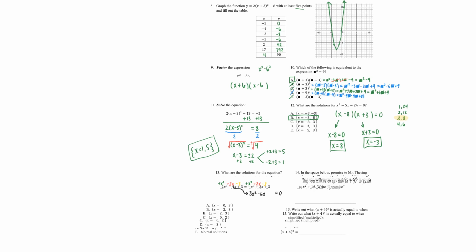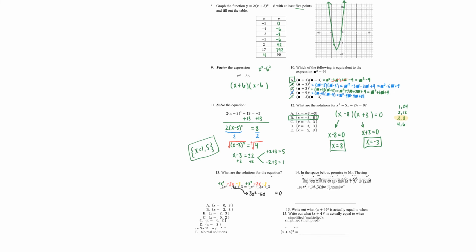And the question is, what numbers for x, if I plug them in, would actually make that equation true? This equation is actually saying the same thing as this equation. We've just manipulated it so that it looks a little different. But any solution in here would also work in here.